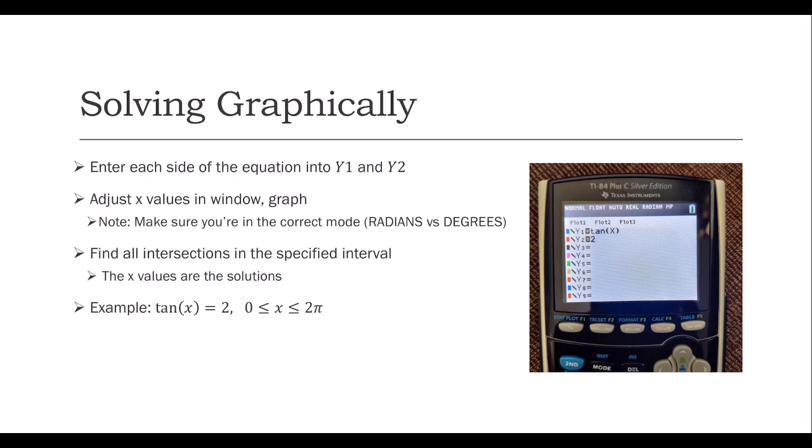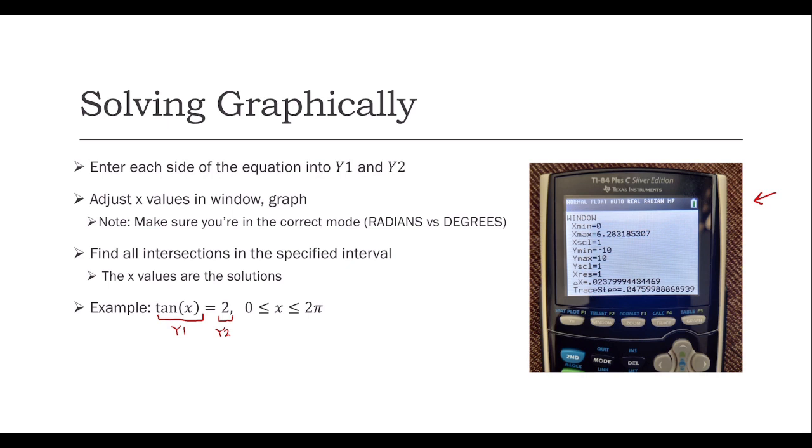So here, for example, we have tangent of x equals 2, from 0 is less than or equal to x is less than or equal to 2 pi. So the first thing we would do is enter tangent of x into y1 and 2 into y2. So one side goes in y1 and the other side goes in y2. Then we'll adjust our window. So here the minimum is 0 because that's our minimum for x. And then our maximum is 6.283 because I typed 2 pi and that's what it is as a decimal.